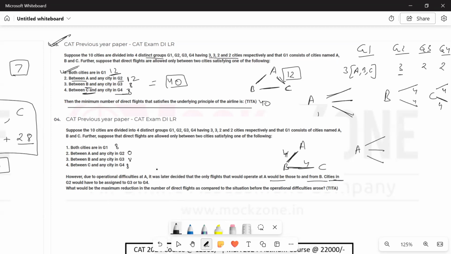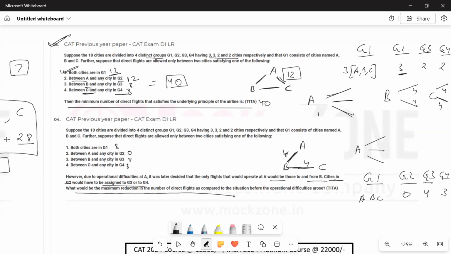Now what is written further? Cities in G2 would have been assigned to either G3 or to G4. In G2 we have 3 cities. Let's say 2 of them are assigned to G3 and one of them is assigned to G4. So G1 has A, B, C. Now G2 has 0, and G3 and G4. All right, G3 got 2 more. So this will become 2 plus 2, 4, and this will become 2 plus 1, 3.